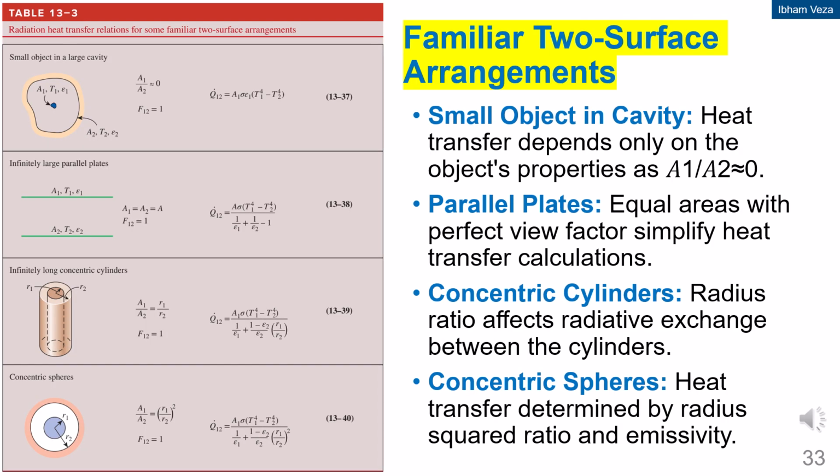Familiar two-surface arrangements. Several two-surface configurations frequently appear in engineering applications. For a small object inside a large cavity, the heat transfer depends only on the properties of the small object. For two parallel plates, equal areas and a view factor near 1 simplify the calculation. For concentric cylinders and spheres, the radius ratio becomes the main parameter. These cases provide quick solutions for many practical problems.